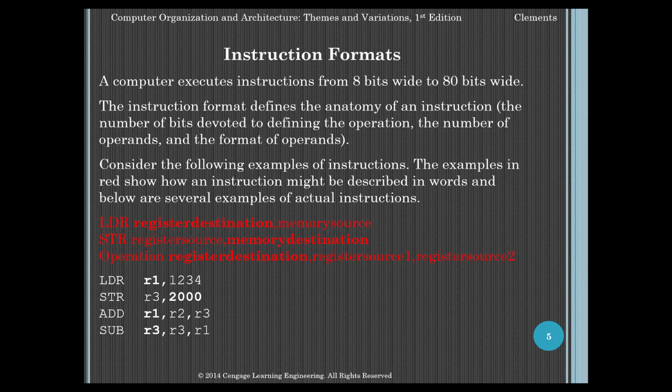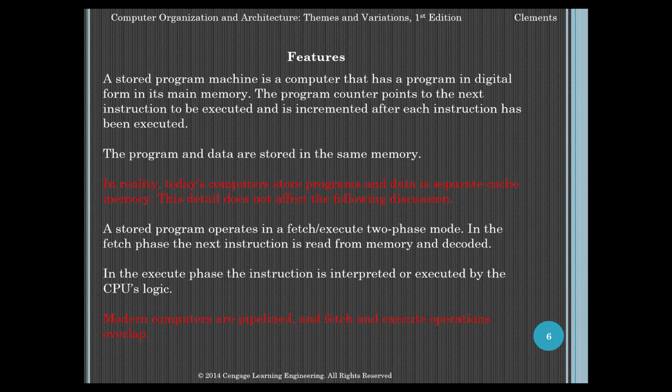So our stored program machine is a computer that has our program in its digital form in its main memory. That program counter points to the next instruction to be executed, and then it's incremented after each instruction has been executed. The program and data are stored in the same memory. We can think of this in a very simplistic way, but in reality, today's computers, like the one that you are watching this lecture on right now, operate in a two-phase mode called fetch execute.